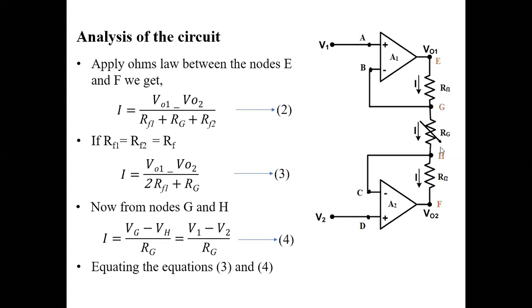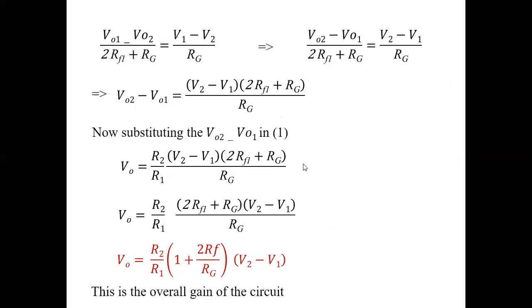Now consider the nodes G and H. When we consider the nodes G and H, the same current is flowing here. Therefore, I is equal to Vg minus Vh by RG. Since G is nothing but V1 and H is nothing but V2, I is equal to V1 minus V2 by RG. Since both the currents are equal, equating 3 and 4, we have V01 minus V02 by 2RF plus RG, which is equal to V1 minus V2 by RG.